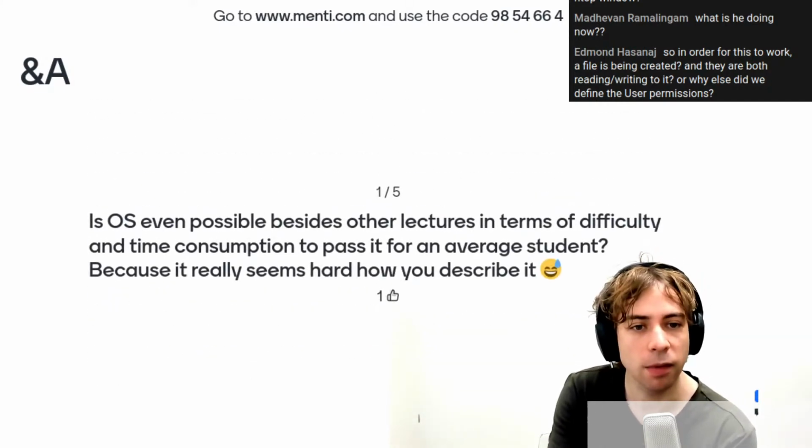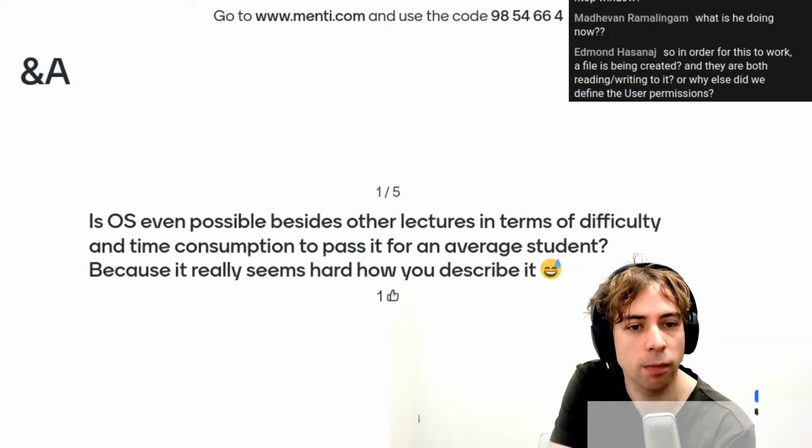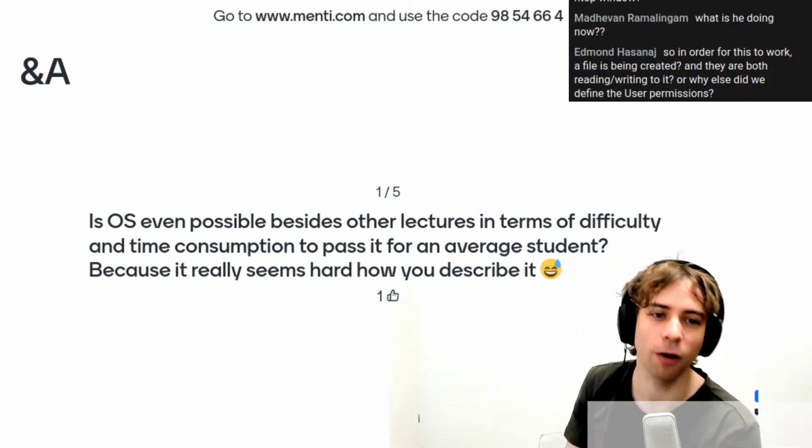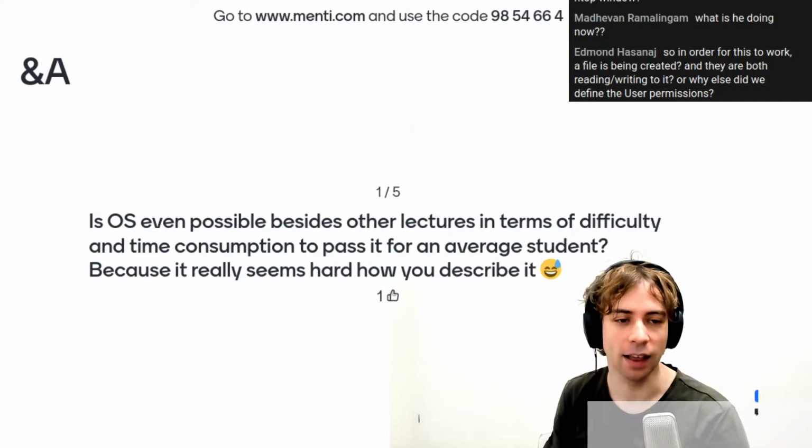Is operating systems even possible besides other lectures, in terms of difficulty and time consumption, to pass it for an average student? Because it seems really hard how you describe it. No, of course, operating systems is not an easy course, but I don't think it's true that you can't do any other lectures besides operating systems. I think the average student will do the regular 30 ECTS in this semester.